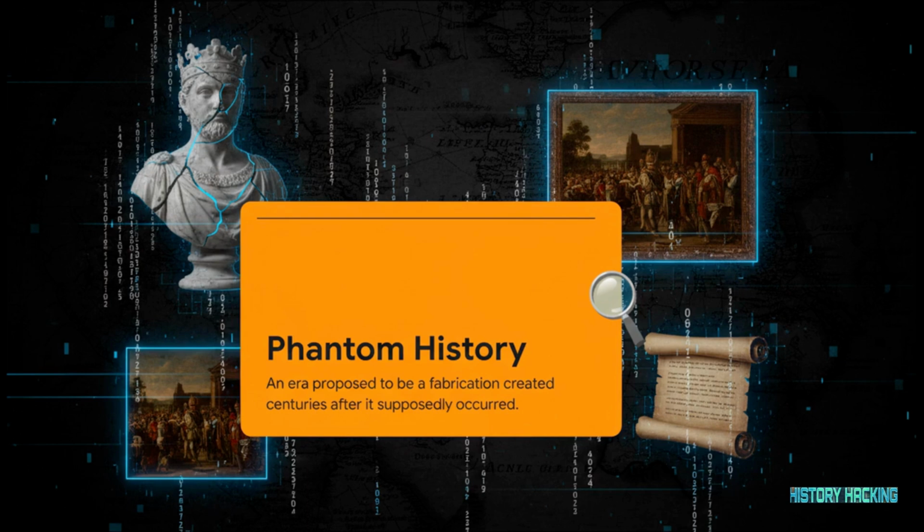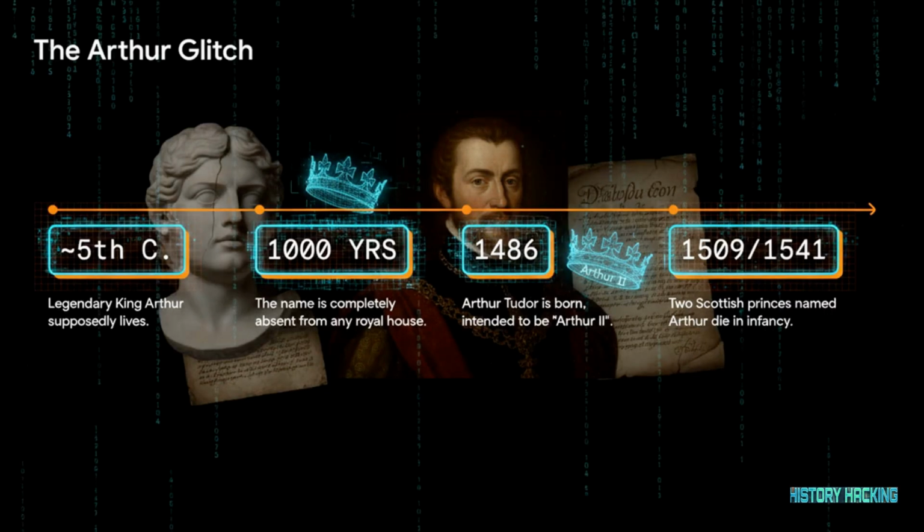Just empty space. Then, centuries later, maybe around the 16th century, programmers, or in this case chroniclers, went back and filled in that blank space. They populated it with made-up stories, fictitious kings, and fabricated events, all to create a timeline that looks seamless, but is actually completely artificial. And maybe the best piece of evidence for this phantom era is a feature that just kept failing to compile, and that's the name Arthur.